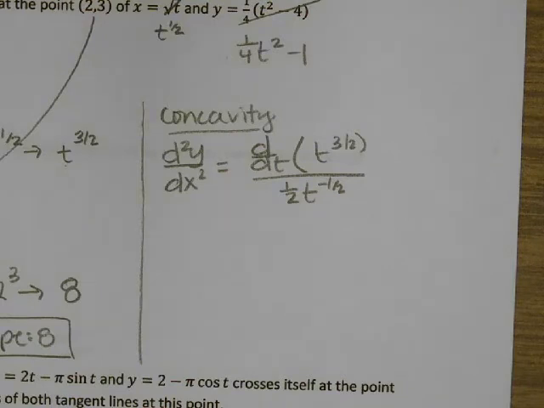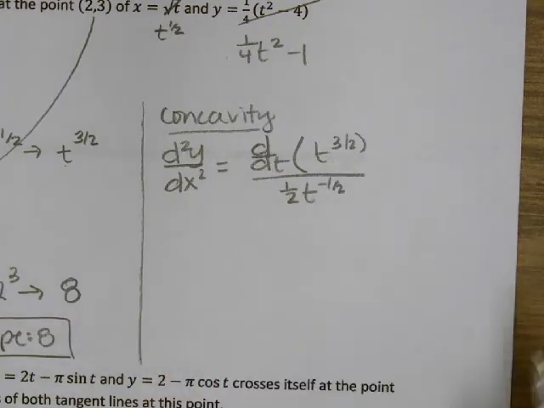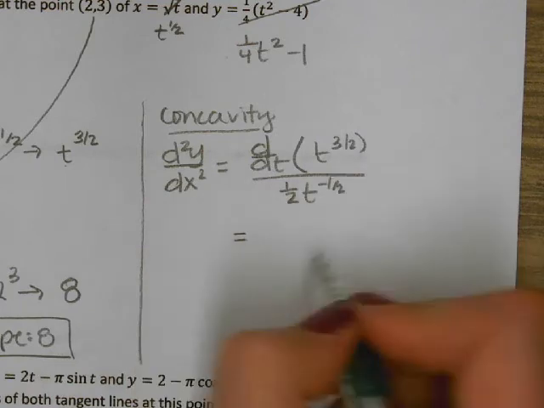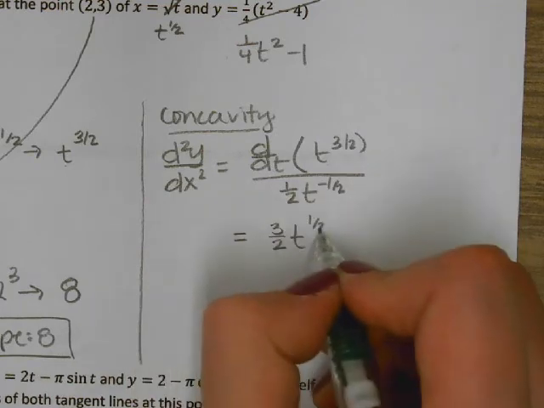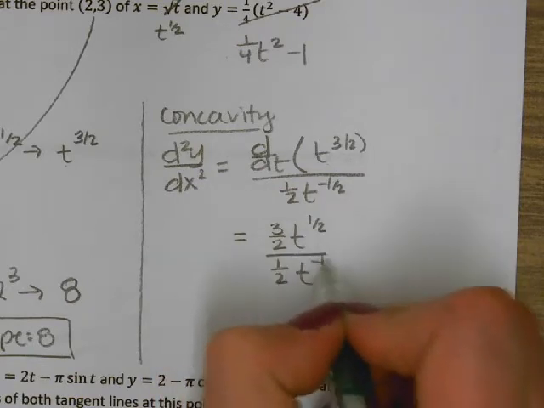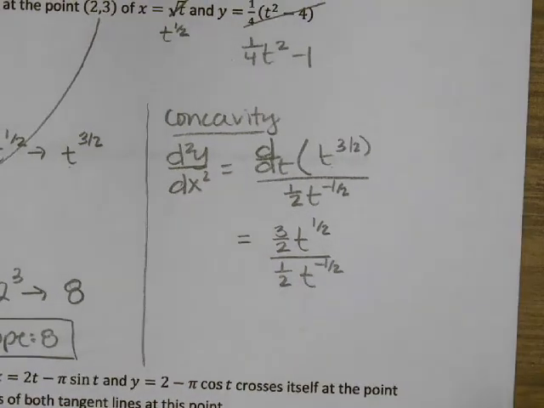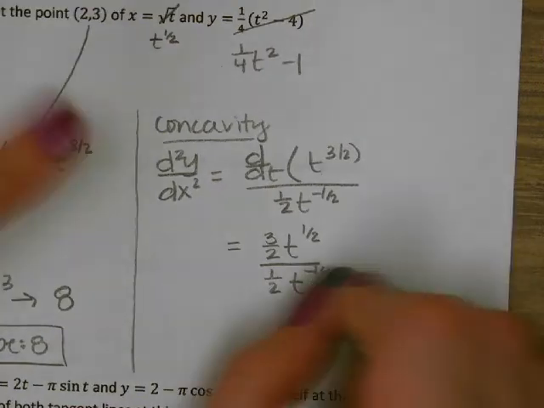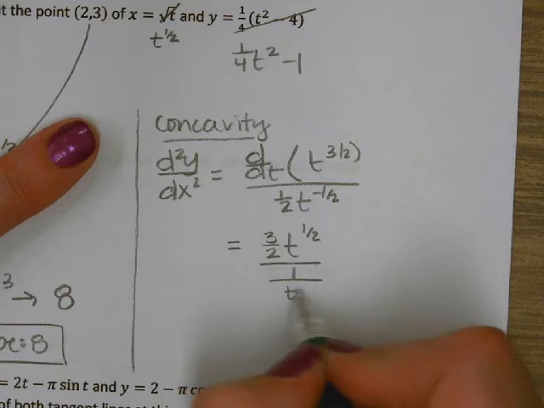All right, so d/dt is if I take the derivative of the top part. So it's saying take the derivative in terms of t. So the derivative of this would be 3/2 t to the 1/2 divided by 1/2 t to the negative 1/2. And I'm going to rewrite that so it's a little bit easier to deal with. I'm going to say that that's 1 over 2t to the positive 1/2.